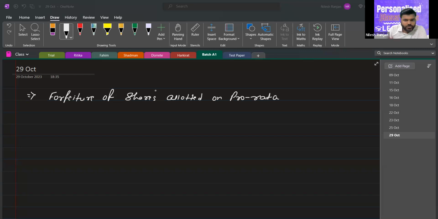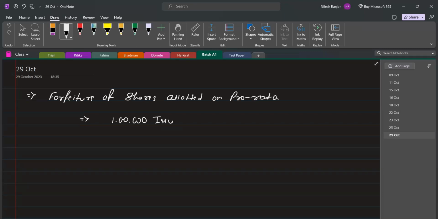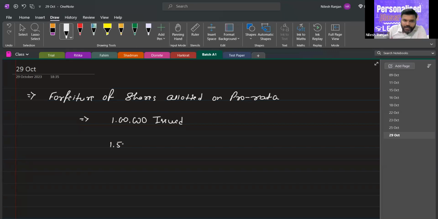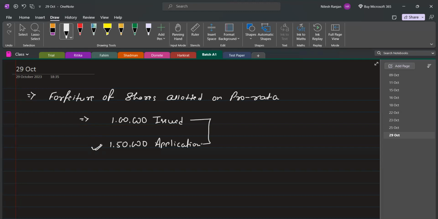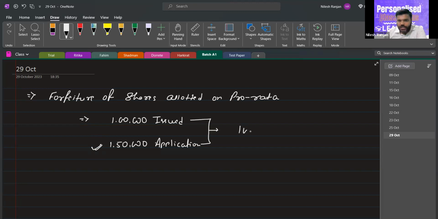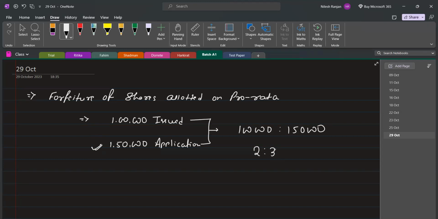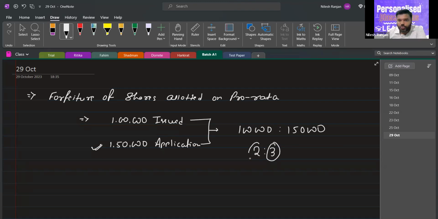Yes, very good. So I'm giving you a brief about this because I think you forgot the concept. When we issue 1 lakh shares and we receive applications for 1,50,000 shares, in this case we cannot issue this many shares. So we calculate the proportion, 1 lakh into 1,50,000, so you can see the ratio is 2:3. So for every 3 applications, we will issue only 2 shares.